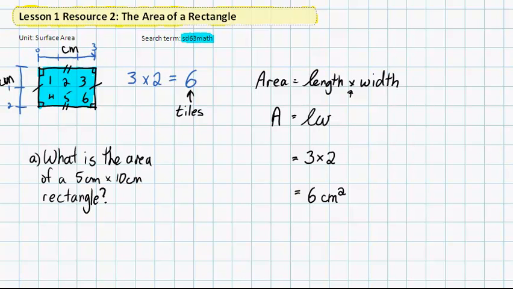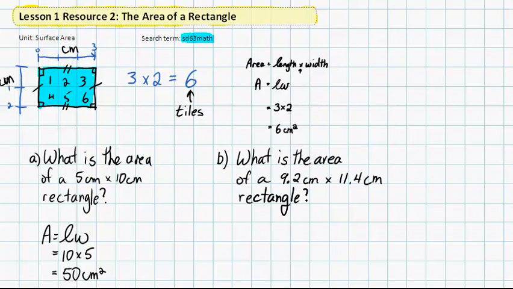So we can answer questions such as, what is the area of a 5 centimeter times a 10 centimeter rectangle? And the answer is, well, it's the length times the width, which is 10 times 5, or 5 times 10, it doesn't matter. The answer is 50 centimeters squared.